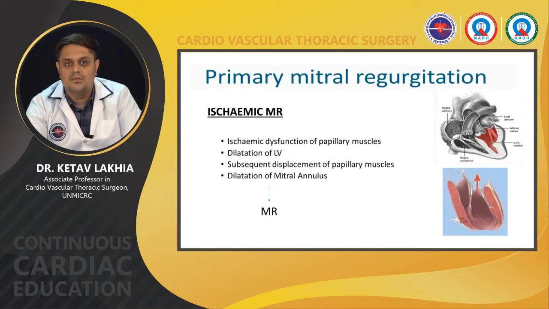So in ischemic MR, there is ischemic dysfunction of the papillary muscles along with dilatation of the left ventricle, which leads to subsequent displacement of the papillary muscle. And there is also dilatation of the mitral annulus. This will lead to the MR. So this is the basic pathology in ischemic MR.